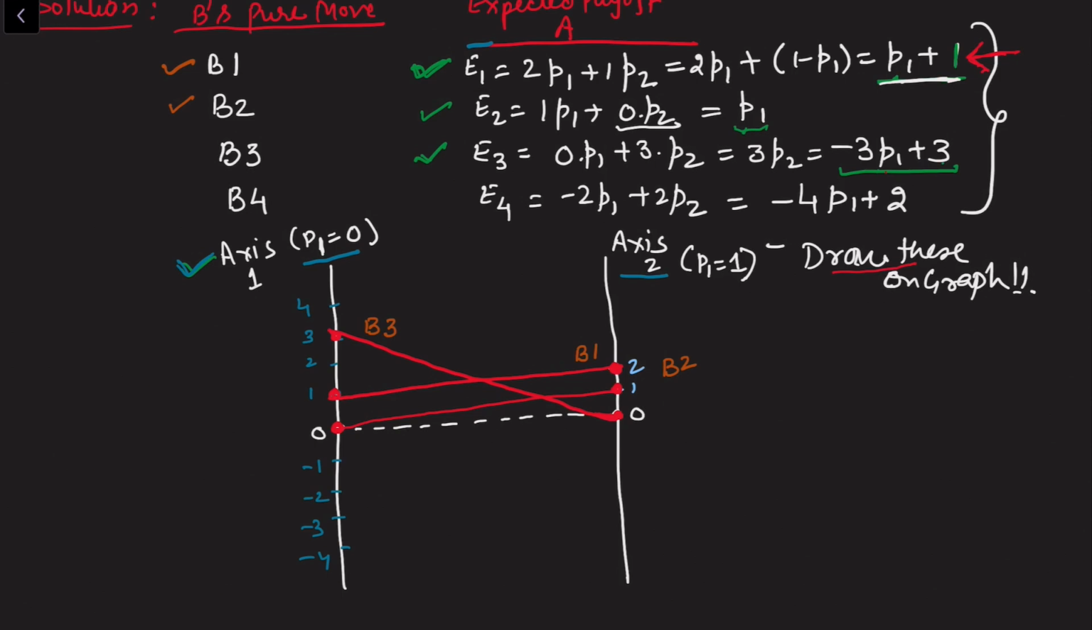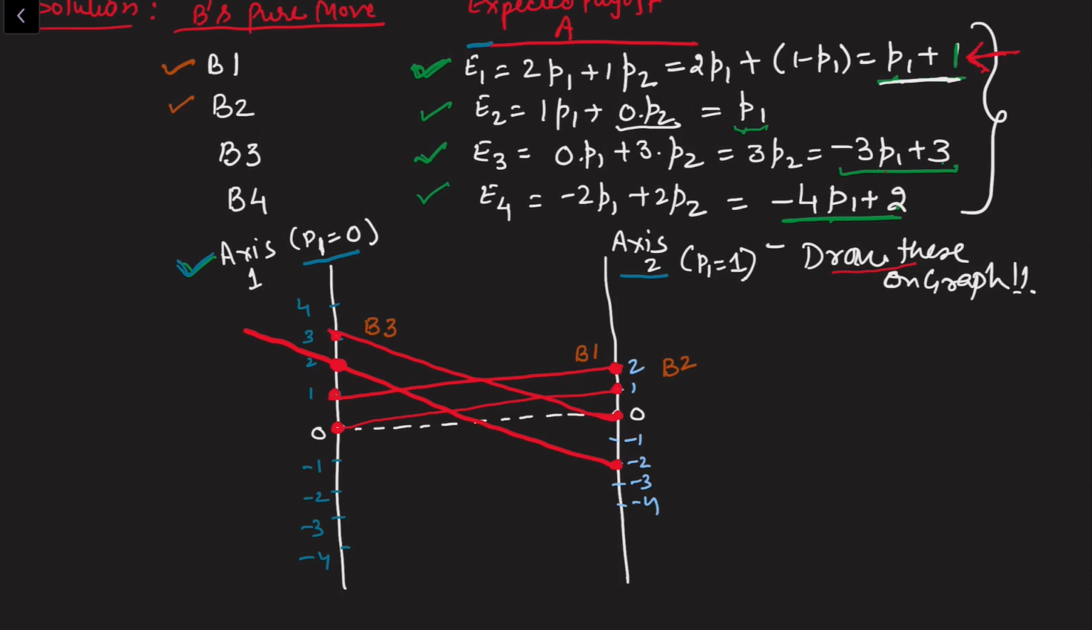Similarly, do for the last case, E4. When P1 is 0, this value is 2. When P1 is 1, this value is minus 2. If it is minus 2, we may get the minus values also. There is no problem. Let's draw that. If P1 is 0, this value is 2, which is here. And if P1 is 1, this value is minus 2, which is here. So when we draw these values and join these points, we get this line.